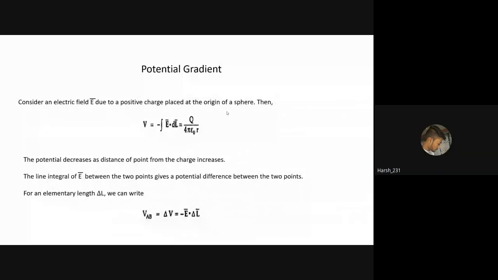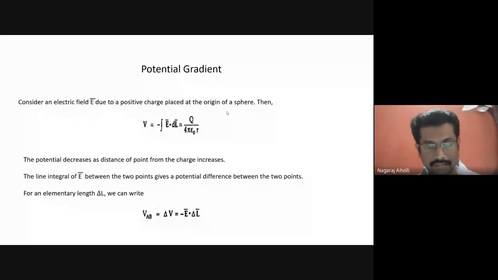Sir, can you explain the difficulty once more here? Again, sir? Okay, I'll explain that. The concept is very simple.